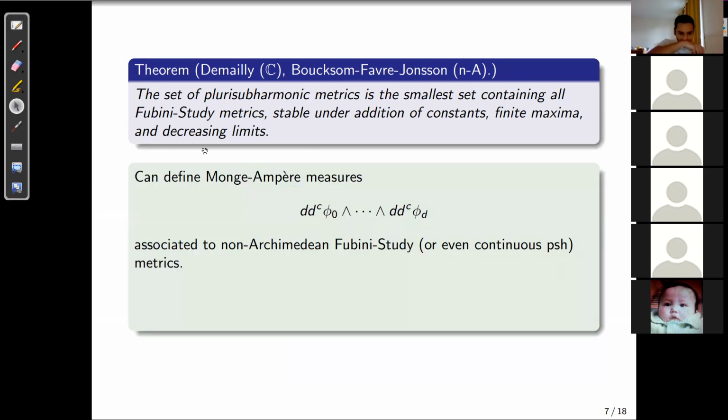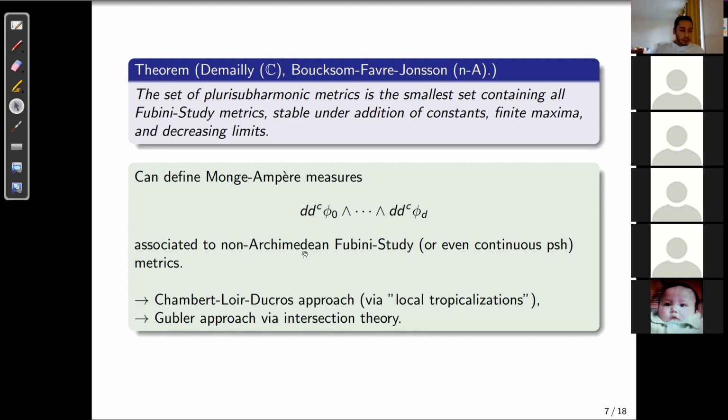And so, given d plus 1 tuple of non-Archimedean continuous PSH metrics, or Fubini-Study metrics if you prefer, there is a way to define Monge-Ampère measures. So the dd^c phi0 times dd^c phi1, etc. There are two ways to do this. There is the approach of Chambert-Loir and Ducros.